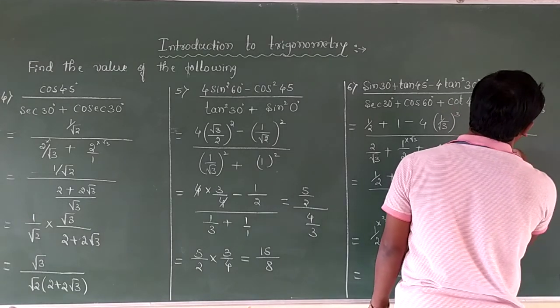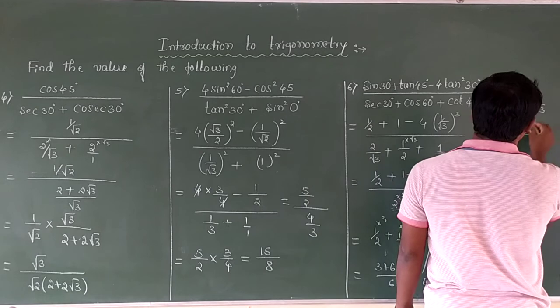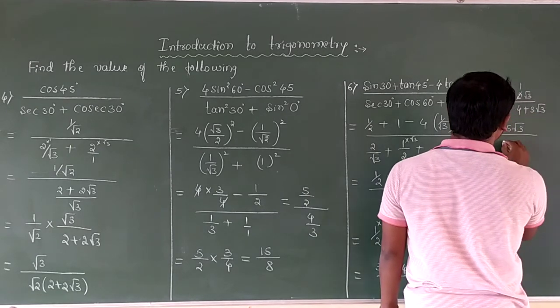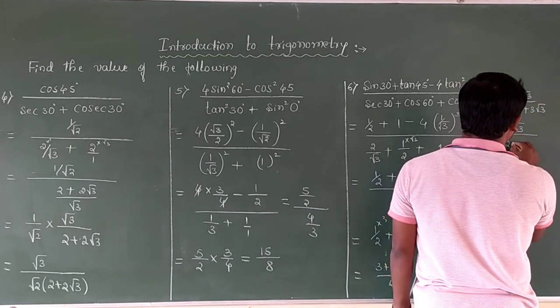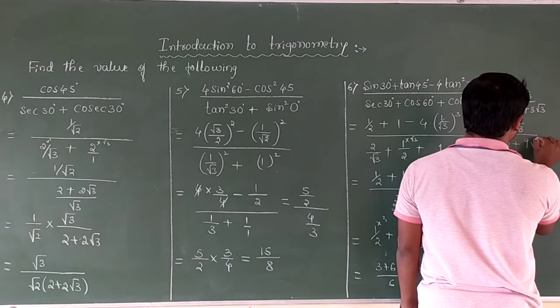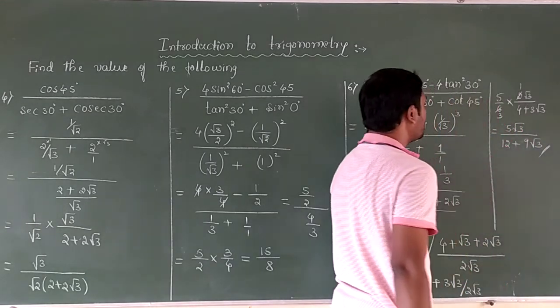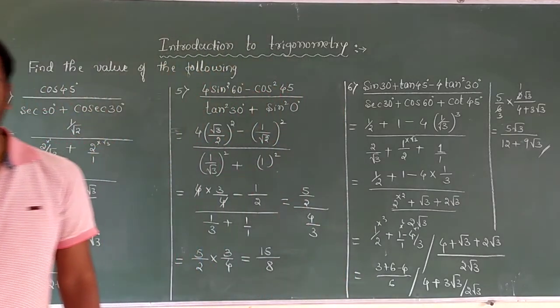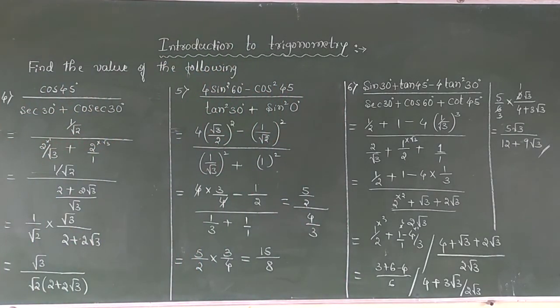divided by 5 root 3 into this one is 3 into 4 is 12 plus 3 3s are 9 root 3. This is the value of the last problem, children. In this way we can find the solution for the given problems by using the standard angles ratios.